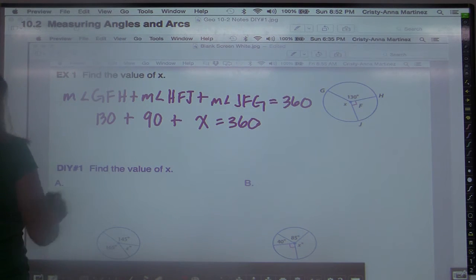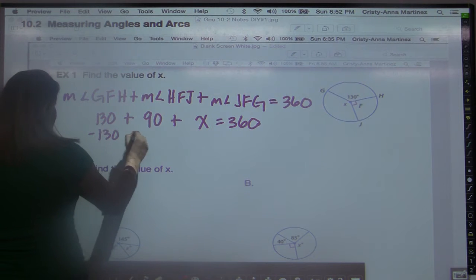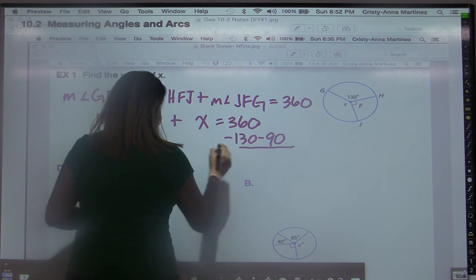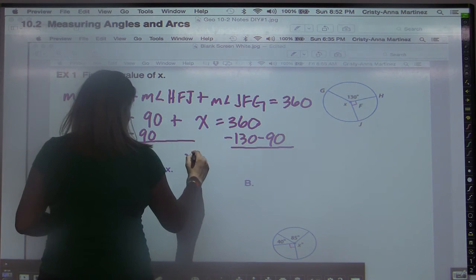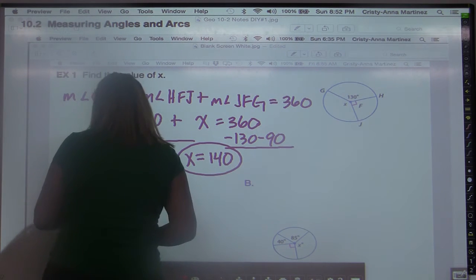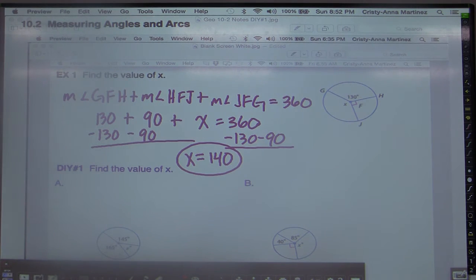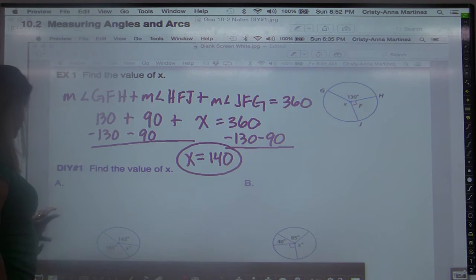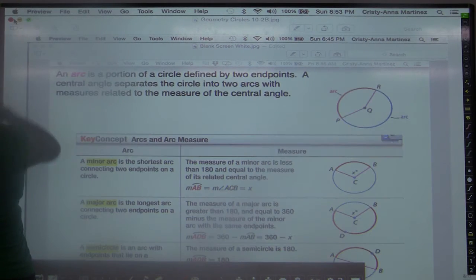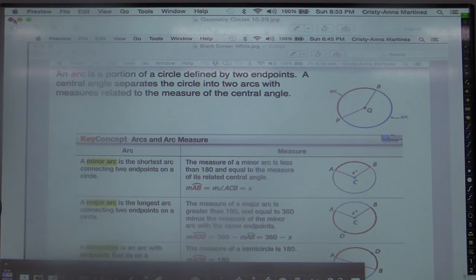Now we have our equation, and solving it is not very difficult. We need to subtract the 130 and the 90 from both sides, and we'll do that at the same time. Our final result is that x is equal to 140 degrees. That is how you can find the measure of a central angle. We're going to let you do number 1 here for part A and part B yourself, and then we will go on to our next item of business, which is an arc.